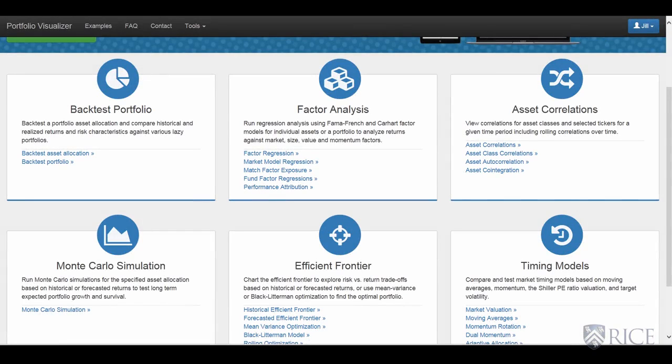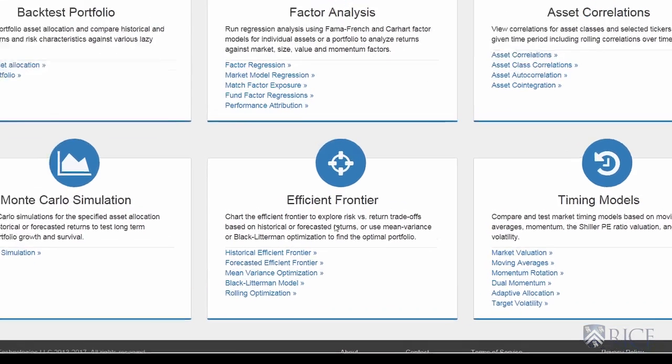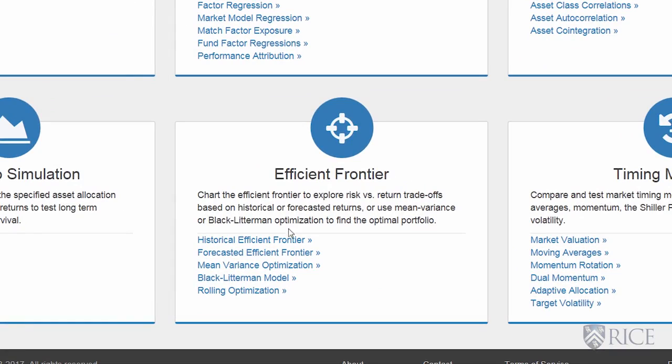Welcome back. In this video, we're going to learn about Portfolio Visualizer's forecasted efficient frontier. This is one of a series of efficient frontiers available in Portfolio Visualizer, but we're actually going to be looking at user-supplied forecasts of expected returns. This tool is going to use mean variance optimization and those returns that we put in, combined with historical asset class volatility and correlations in order to calculate efficient frontiers. Let's take a look, shall we?